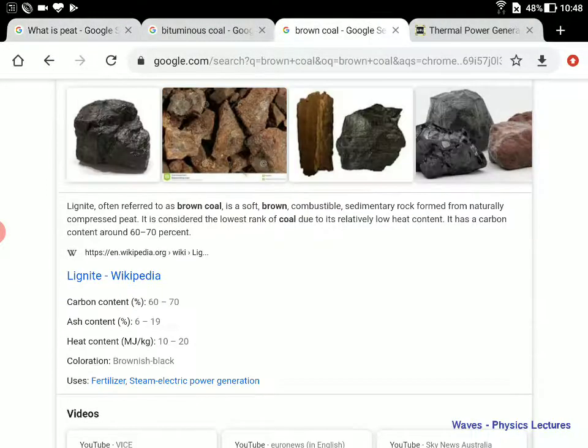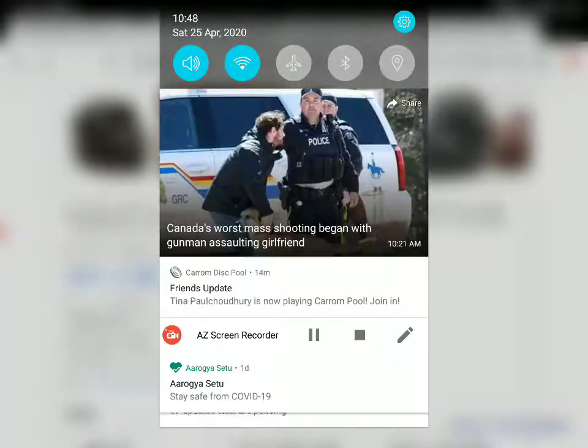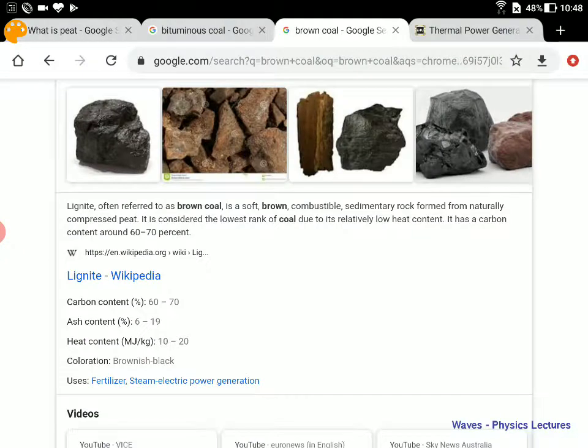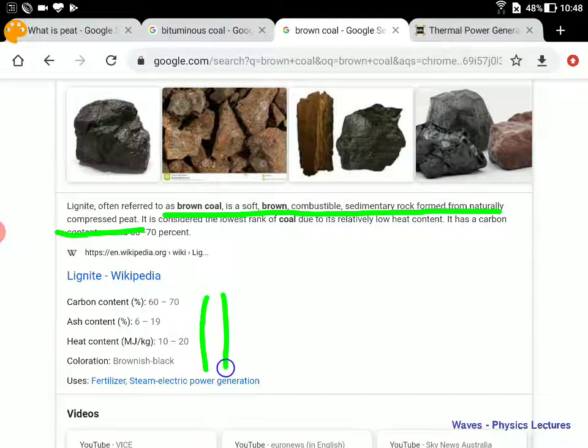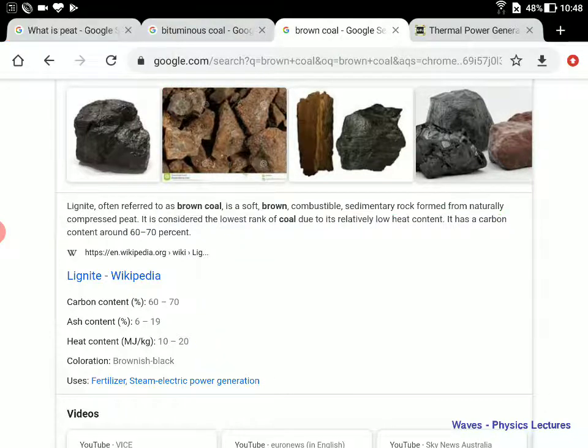And finally the brown coal. Well, with brown coal the efficiency is not very high. It's basically a soft brown combustible sedimentary rock. It is formed from compressed peat. So if we take the peat and compress it at a very high pressure, we can get that. And these are the contents that are there. If you want more information on that, you can definitely check the websites, but for now I think it's okay that we know the basics of these.